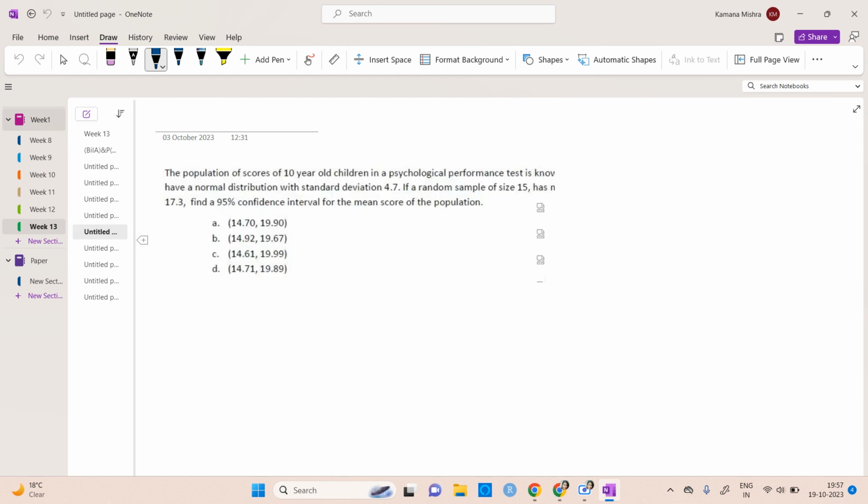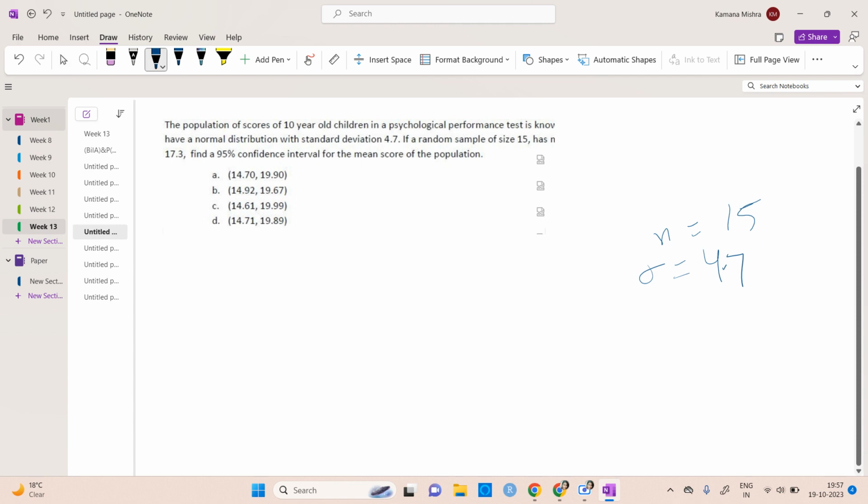And then this question is from interval estimation. So what is given here is that the population of scores of 10-year-old children in the psychological performance test is known to have a normal distribution, and sigma given here is 4.7, and n given here is 15, right? And the mean given here is 17.3, and then you need to find the 95% confidence interval.